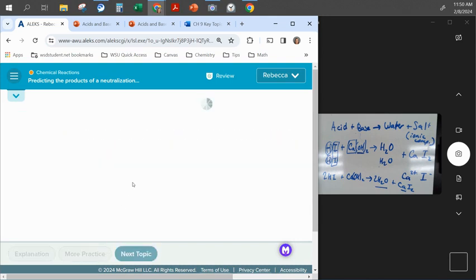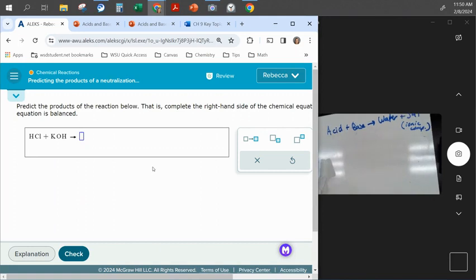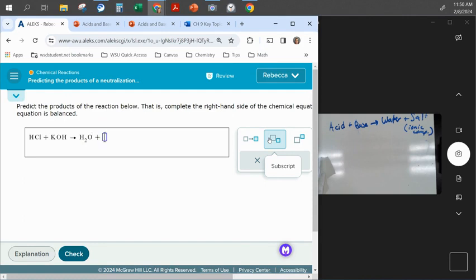Okay, let's do another one. Okay, what would our products be here? What would you predict? So we're always going to get water. I just type in water first because I know strong acid plus strong base will give me water. H2O. And we will also get what? What's next?